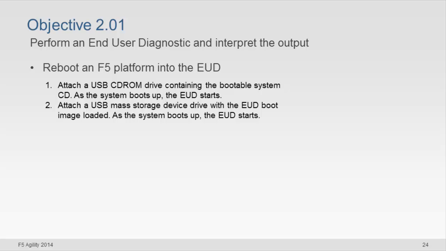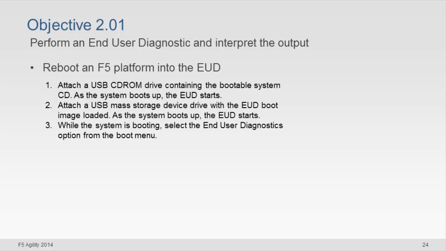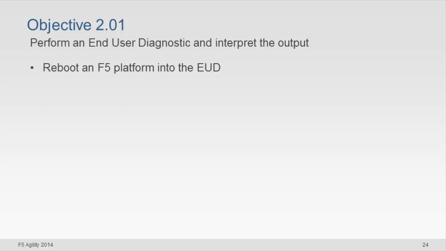And there is a solution out there for running EUD on hardware, and if you want to, you can, I think I mentioned it and it's in the study guide, go read through that solution on how to do it in specific detail. I'm just giving you the high levels here. You can also attach a USB mass storage device just like you would the CD-ROM device, and as it's booting from that device, it'll boot up into the EUD. And then while the system's booting, you're going to select end-user diagnostics from the boot menu, and it'll come up.